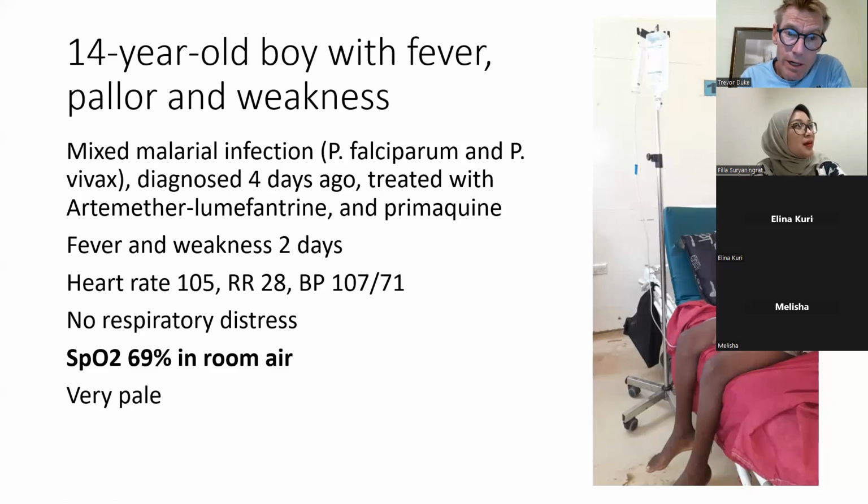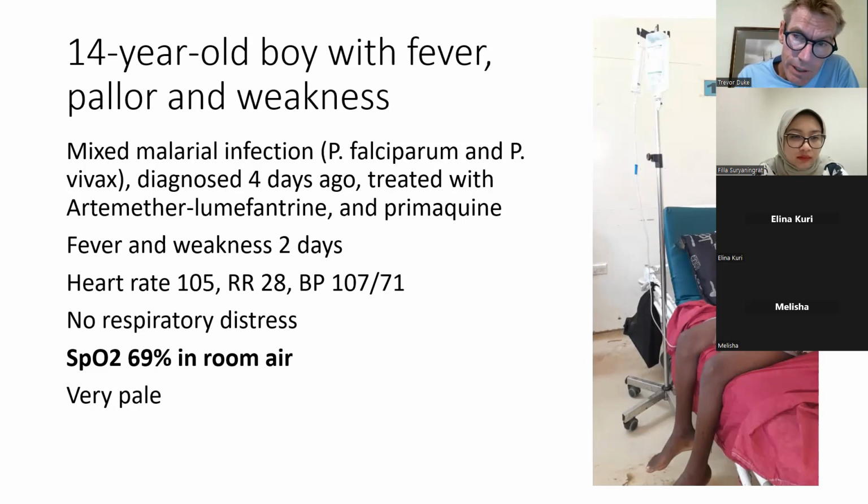Now, he'd been that way for several days, and he'd presented to a health centre a few days before, and he was diagnosed with malaria. He had a mixed malarial infection, so on the rapid diagnostic test, it was clear that he had both P. falciparum and Plasmodium vivax, and he was diagnosed 4 days before and then treated with artemether, lumefantrine, and primaquine. But he'd become weaker in the last 2 days, and he'd developed a fever.